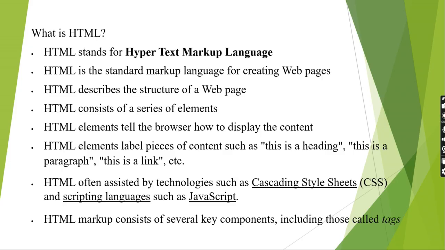HTML elements label pieces of content, such as this is a heading, this is a paragraph, this is a link. These are some examples. HTML is often assisted by technologies such as CSS, that is Cascading Style Sheets, and scripting languages such as JavaScript. HTML markup consists of several key components, including those which we call tags.